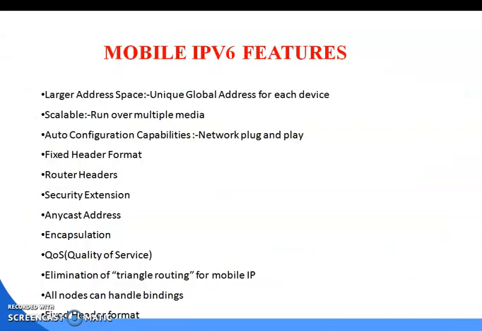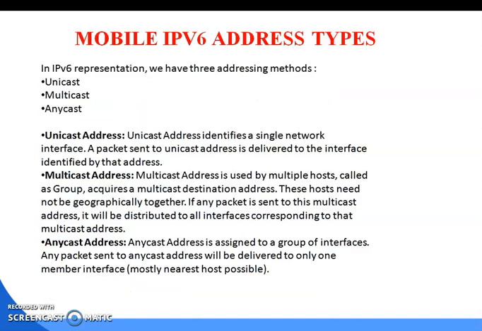And these are the mobile IPv6 features: larger address space, scalability, and nowadays IPv6 is generally used. Fixed header format, routing header, security extension, anycast address, encapsulation, quality of service, right? Next are the mobile IPv6 address types: unicast, multicast, and anycast. A unicast address identifies a single network interface. A packet sent to a unicast address is delivered to the interface identified by that address.